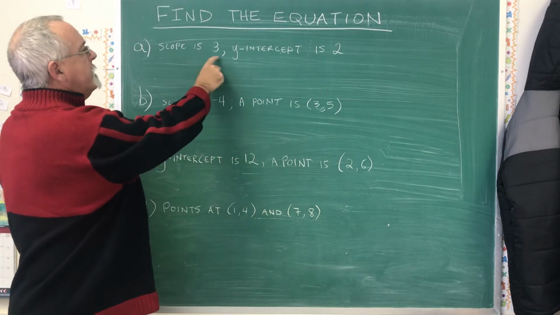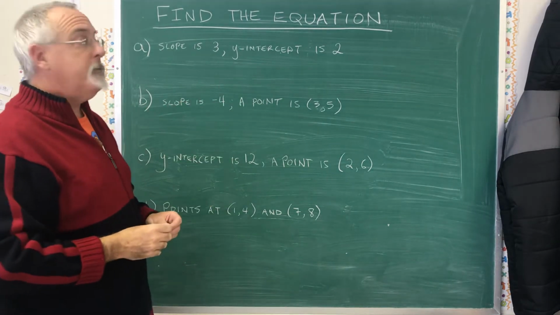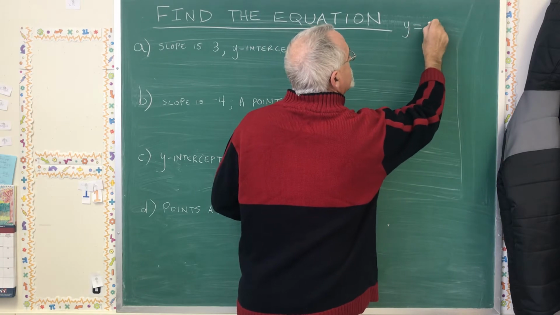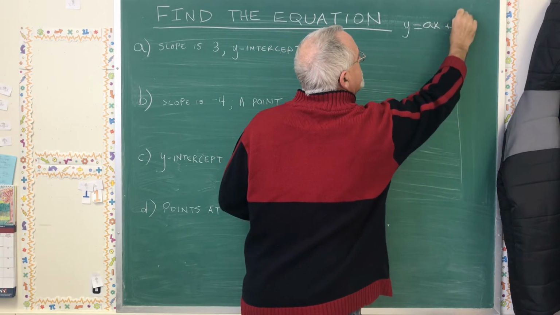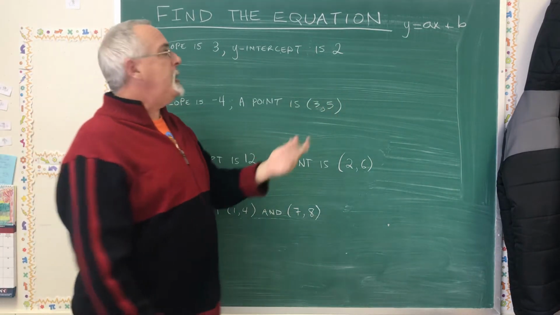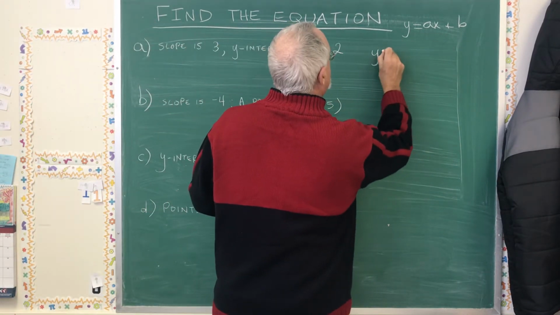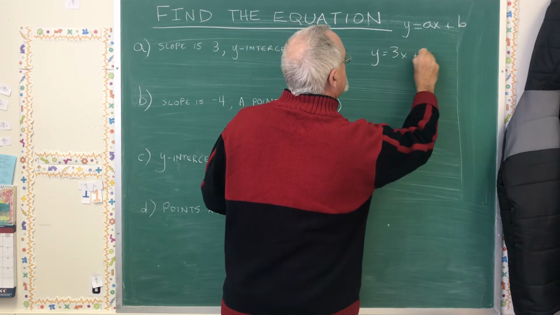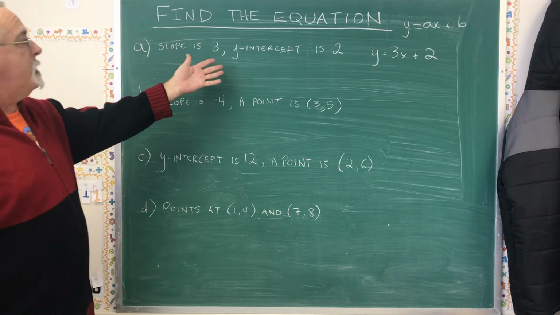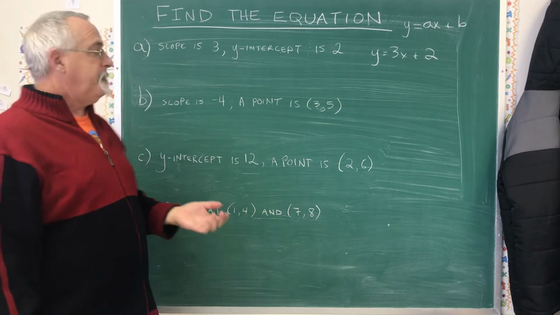The first one, we're given the slope and the y-intercept. Well, they are trying to make this easy because straight line equations have the form y equals ax plus b. And the slope is the a and the y-intercept is the b. So the equation here is y equals 3x plus 2. Once you know what you're doing, you just have to plug numbers into the right place.